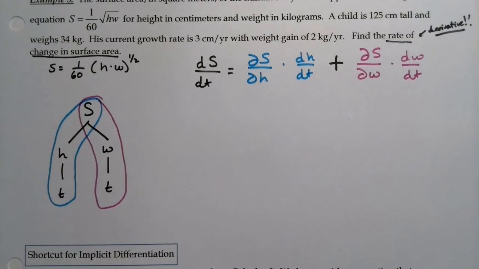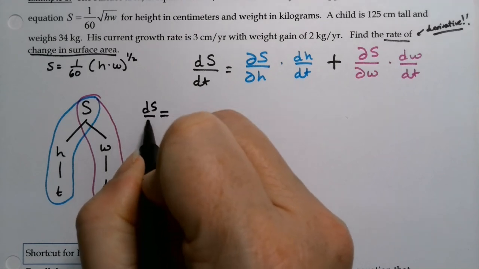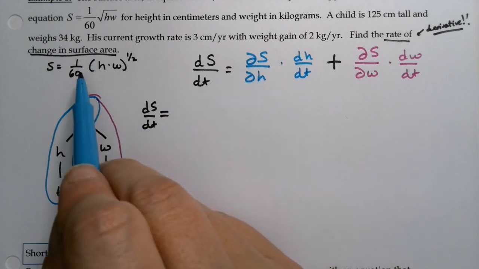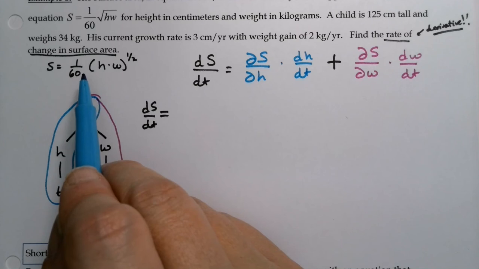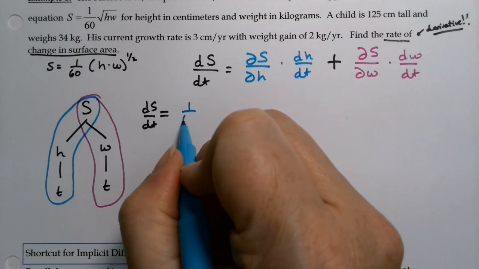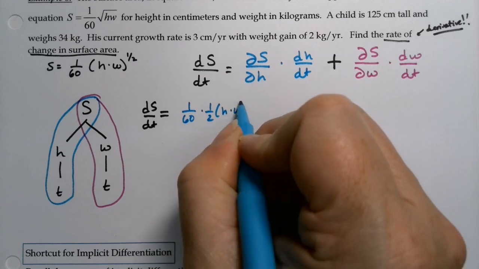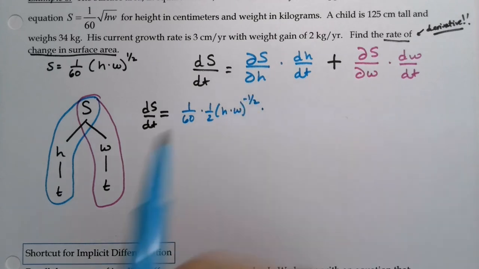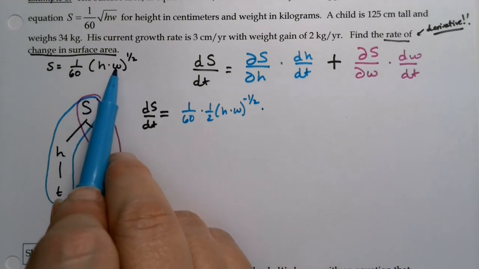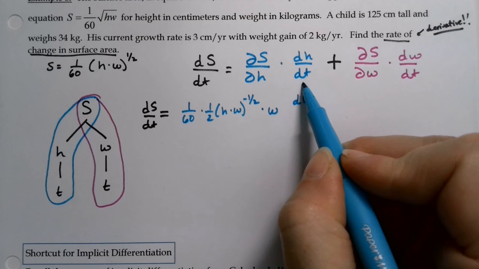All right, so now we get to some fun stuff. We're going to have to actually find this. So that means that ds dt is equal to, and I'm giving myself some more space because I know how this is going to go, the derivative of this with respect to h. So h is my variable, and I'm taking a partial derivative, of course, because there are two variables in there. So it's 1 over 60, and then take the derivative of that piece, which is a half h times w to the negative 1/2 times the derivative of the inside. Well, if h is your only variable, w is treated like a constant, like 5. And so you would say w. And then you have your dh dt just sitting right there. It just comes down.